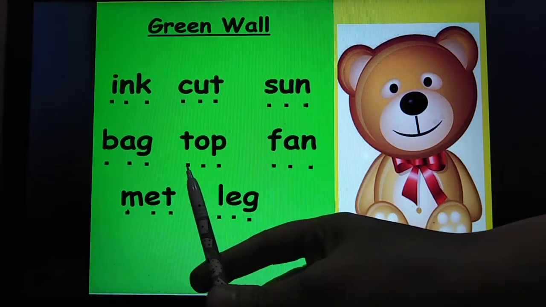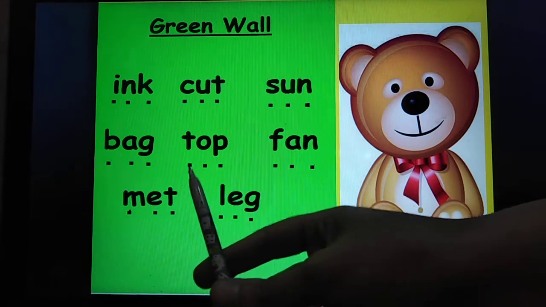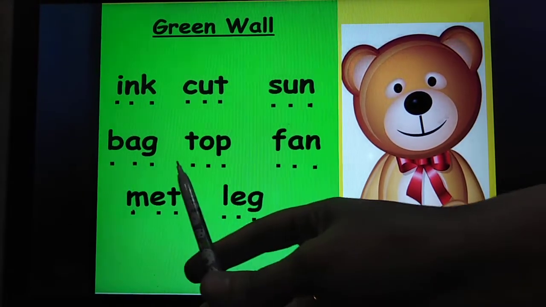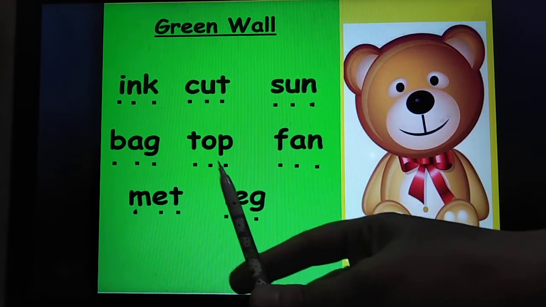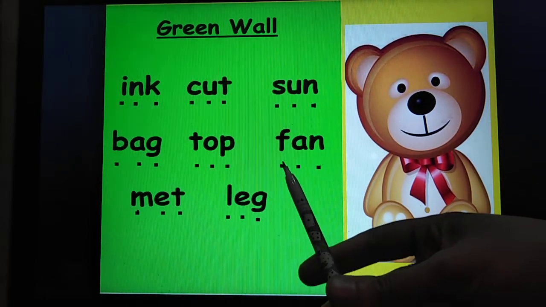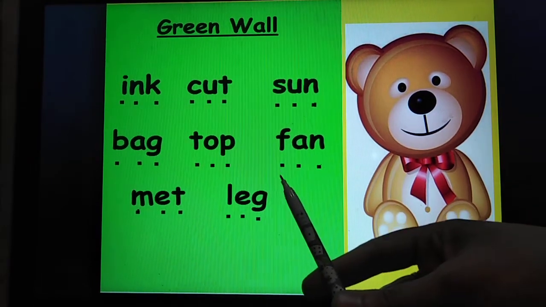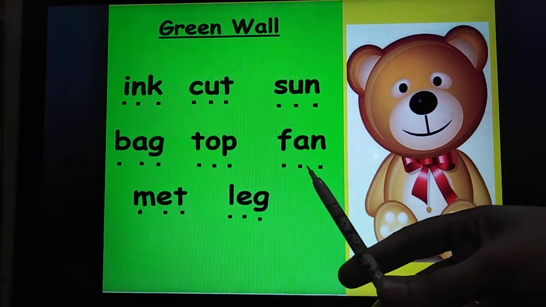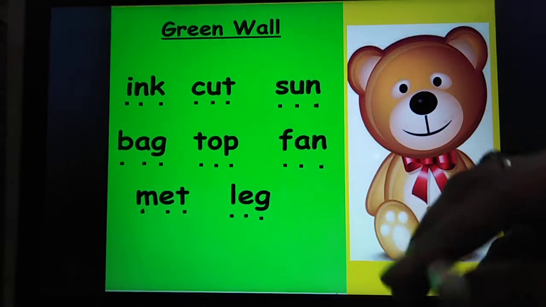So nice. My turn again. T. O. P. Top. Top. Your turn. Superb. Now my turn again. F. A. N. Fan. Say it quickly now. Fan. Now it's your turn.